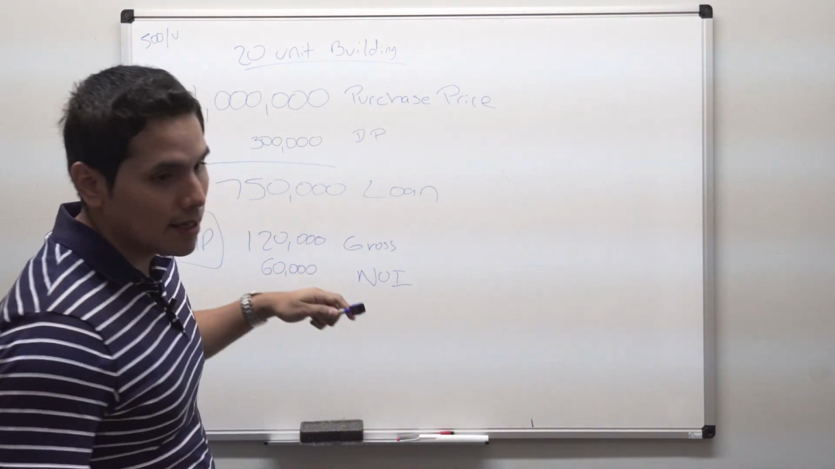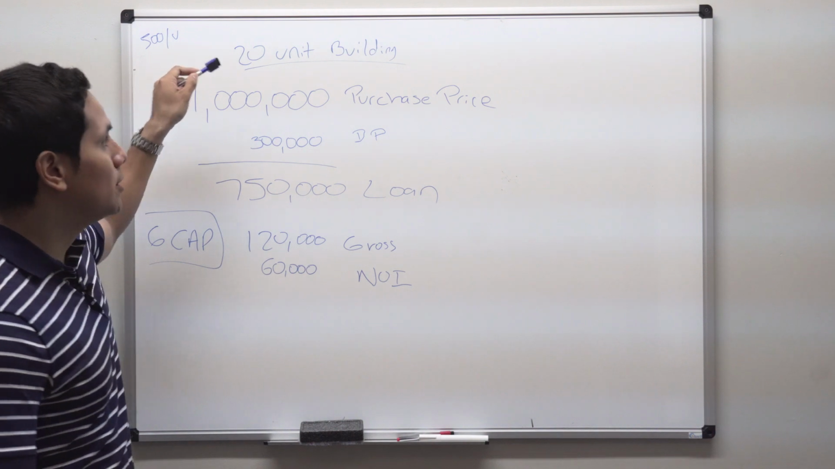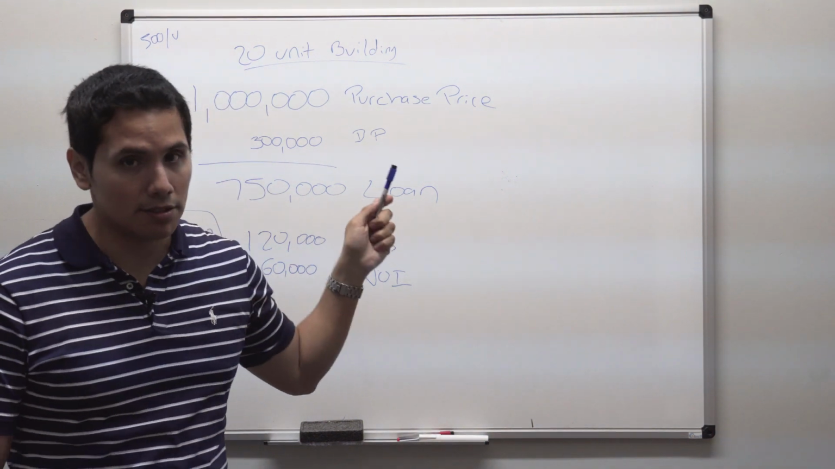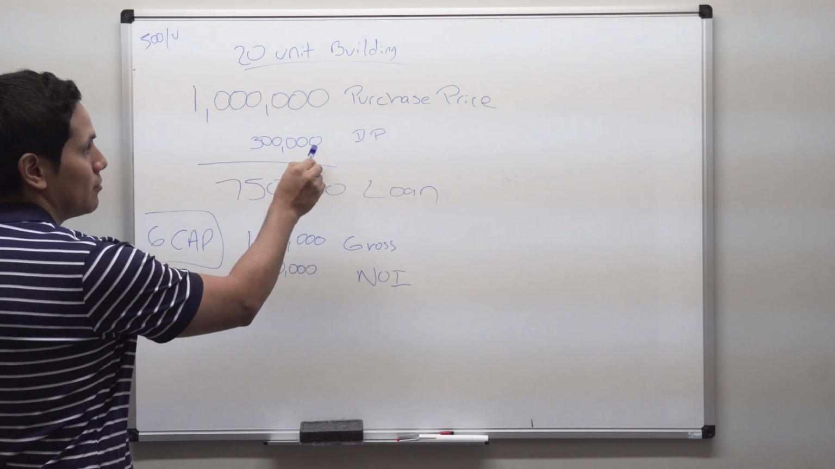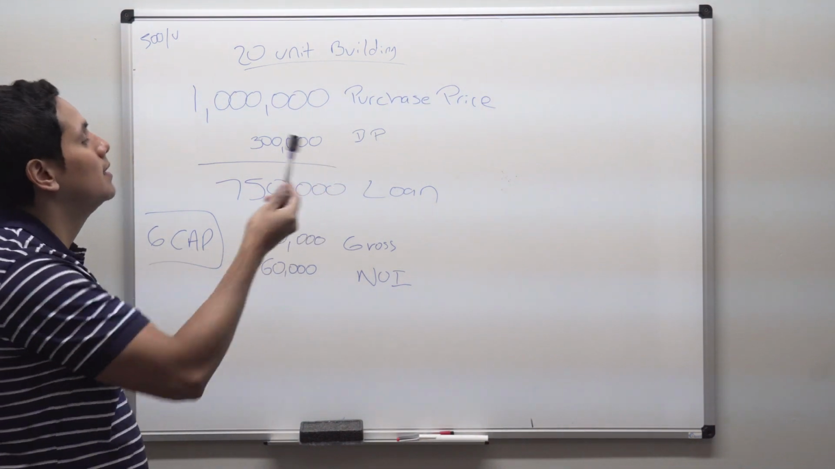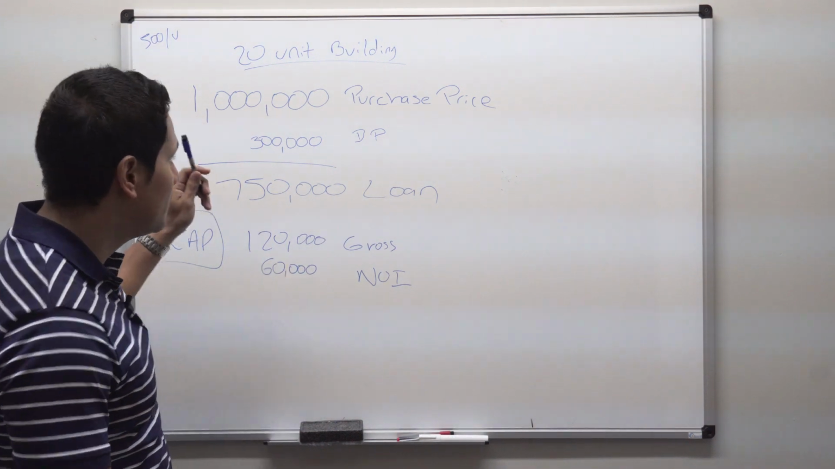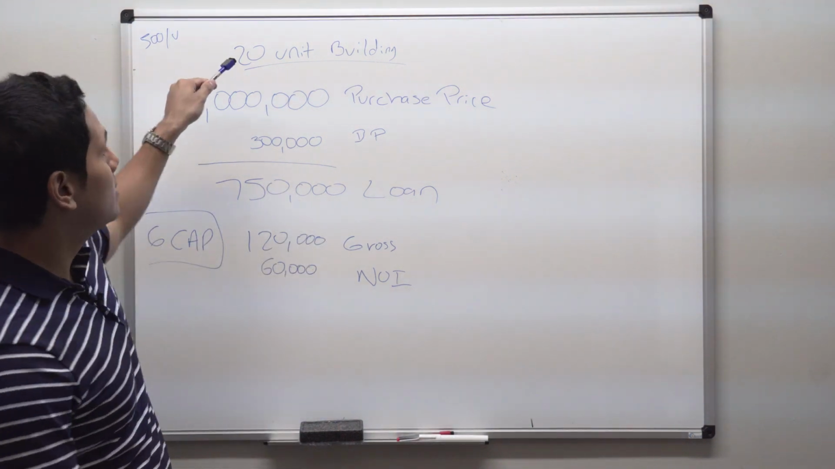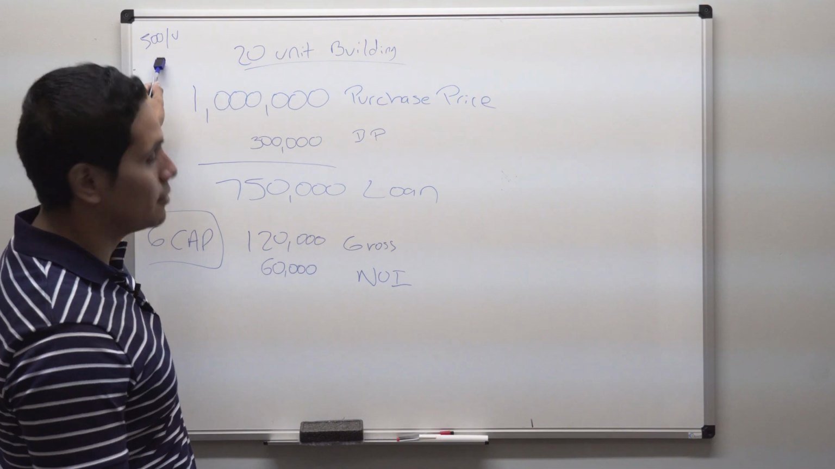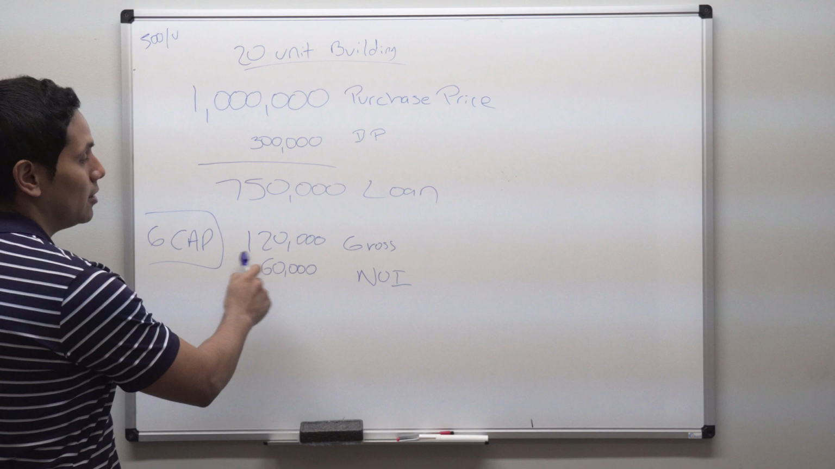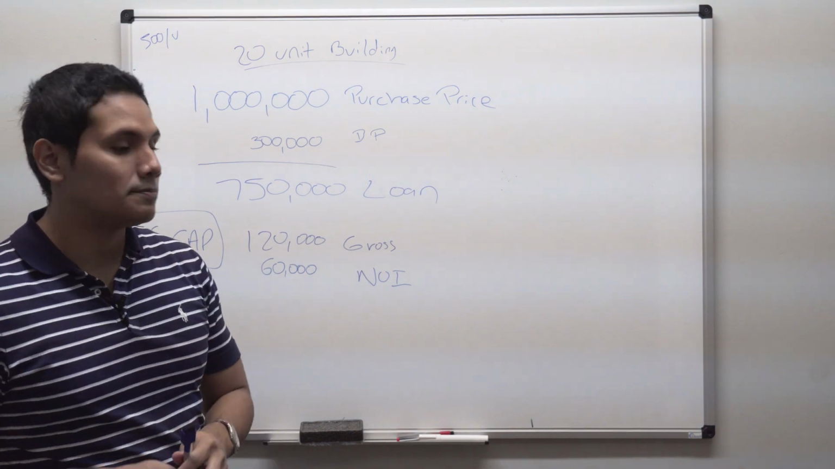So let's say that you find a 20 unit building. You purchase this building for $1 million. Your down payment is $300,000, 30%. Your loan is for $750,000. Now, each unit rents for $500, so you're renting it for $500 a unit. That means your gross rental income is going to be $120,000.